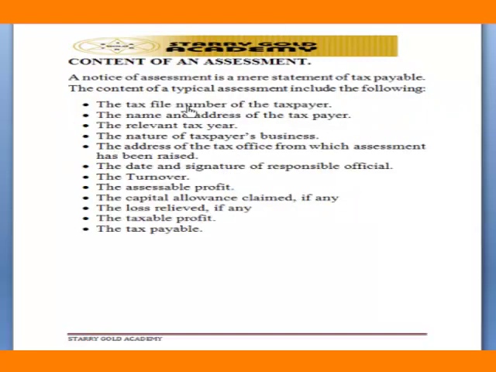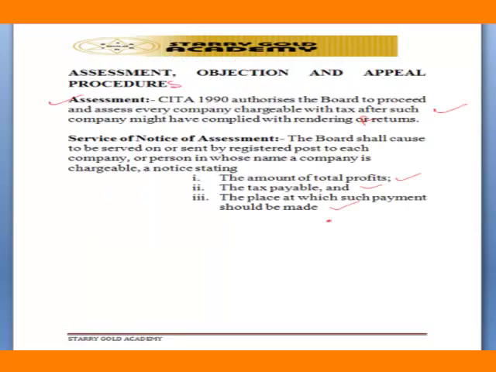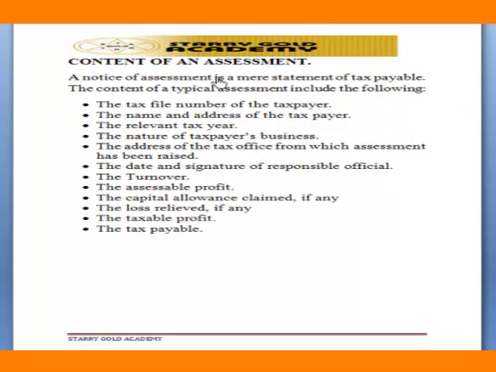Next, the content of an assessment. There's a notice of assessment. It's been sent to the taxpayer. So what will the notice of assessment contain? Don't forget, here we are looking at what the notice will state: the amount, the total profit, the tax payable, and the place to be paid. Now, the assessment will include the following. A typical assessment will include the following.